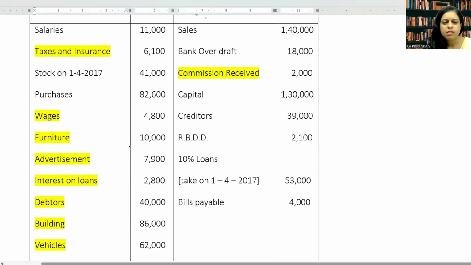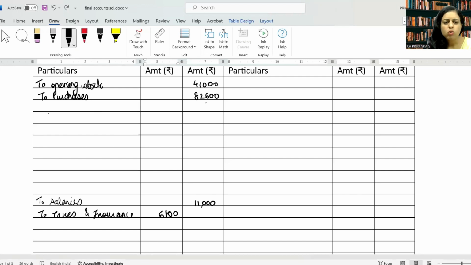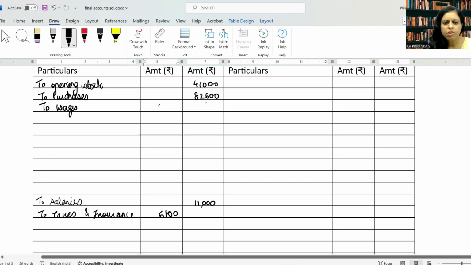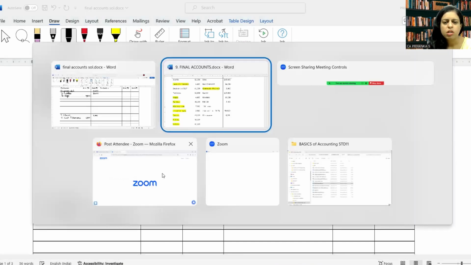All right, next now. Wages, 4,800. 4,800 wages will be written in the trading account. Wages is a direct expense, correct? So wages 4,800 will be written in the inner column because it has an adjustment.